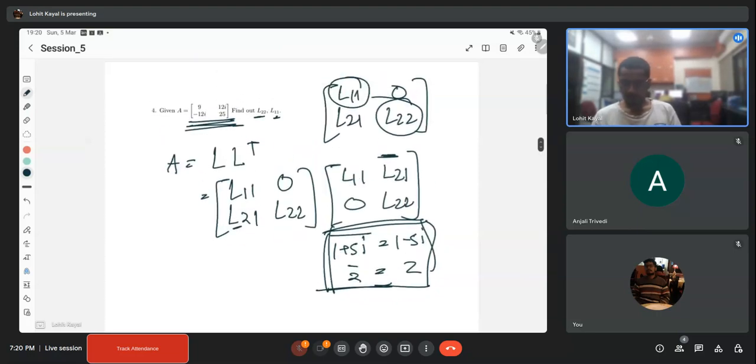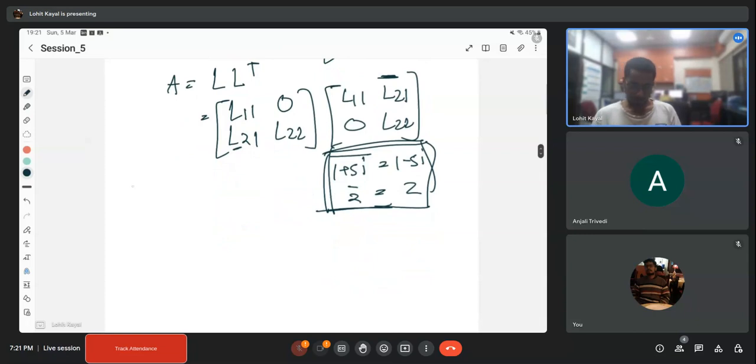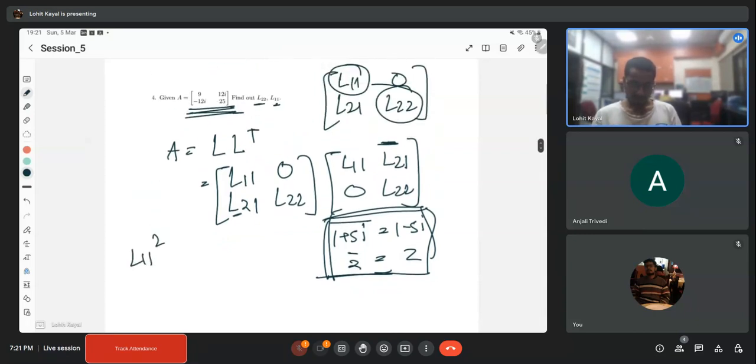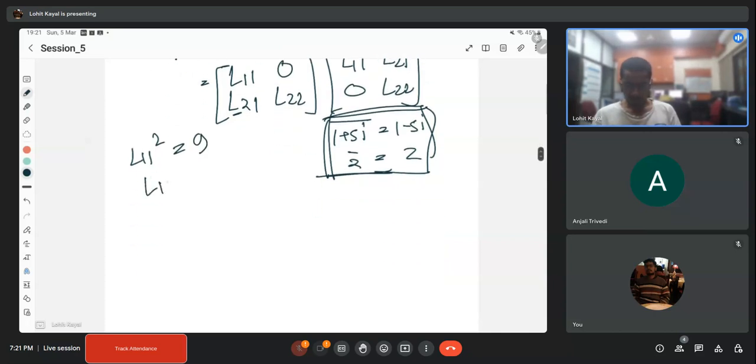So now I need to calculate L11 and L22. First, let's calculate L11 squared. From the matrix given, L11 squared equals 9, so I can take L11 equal to 3. I am taking the positive value.